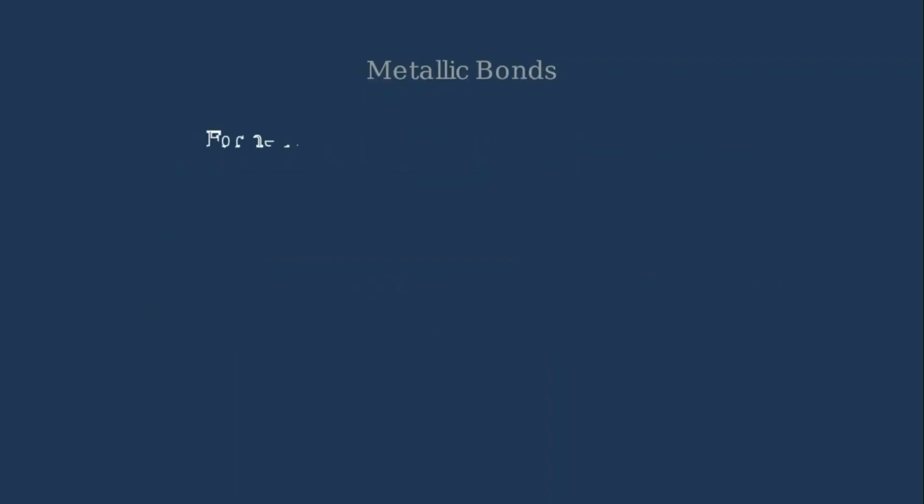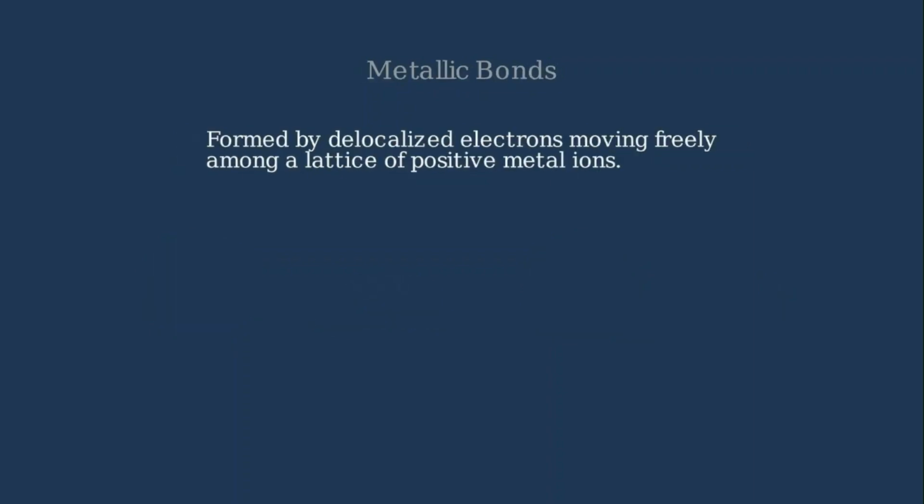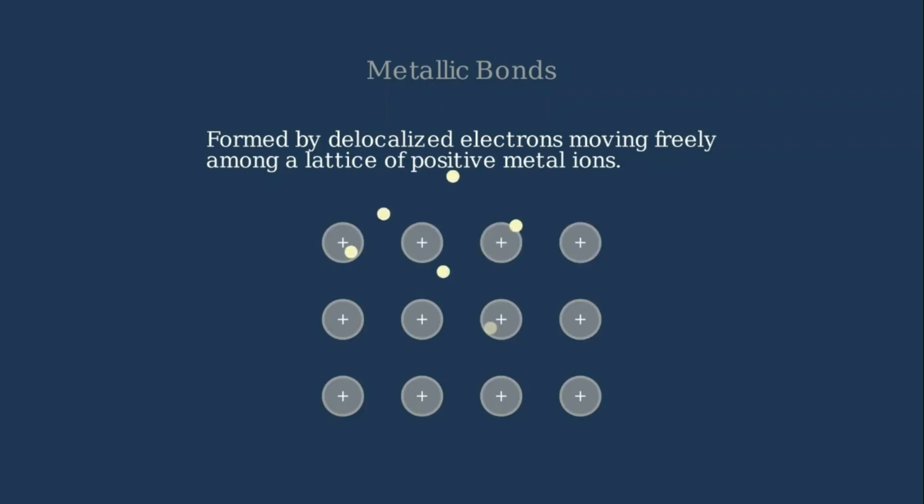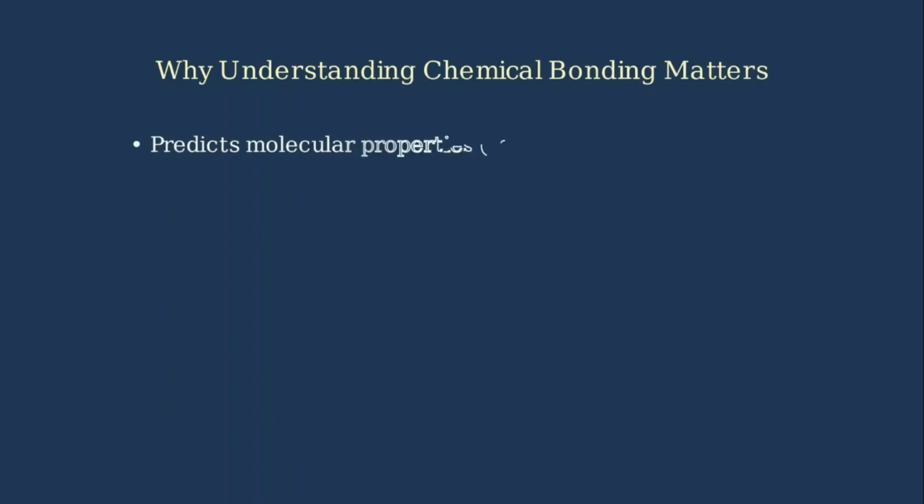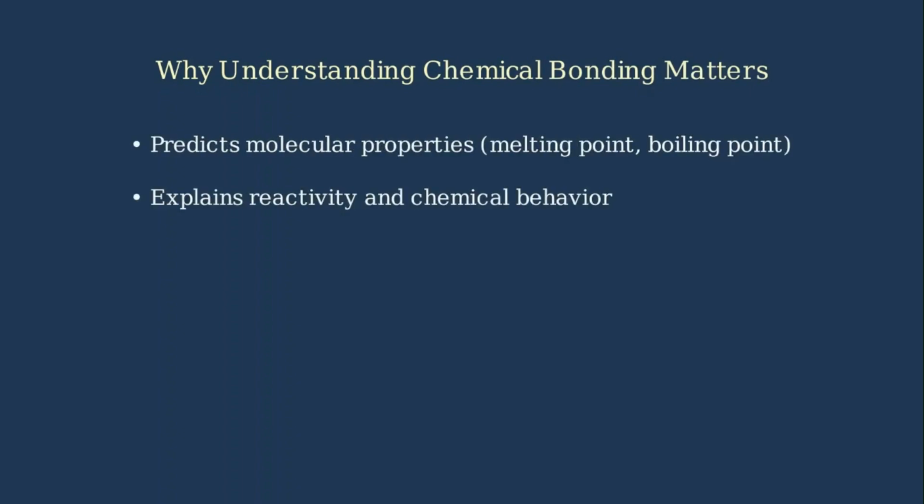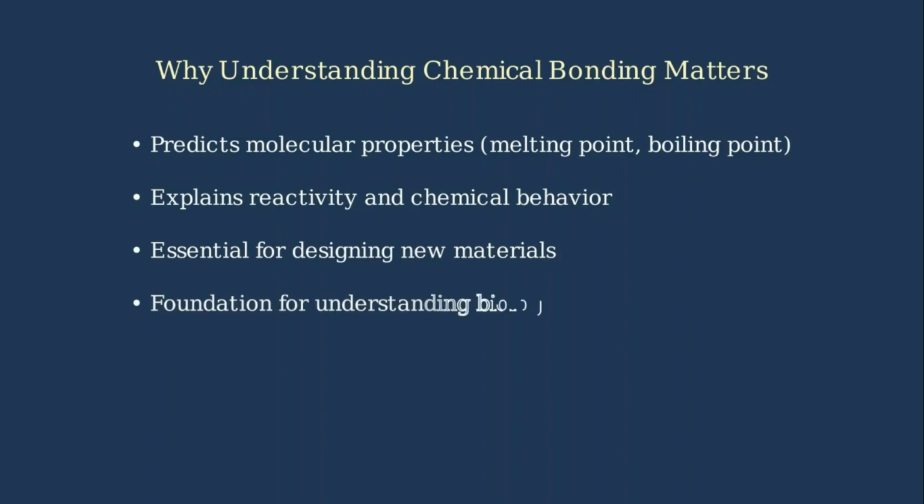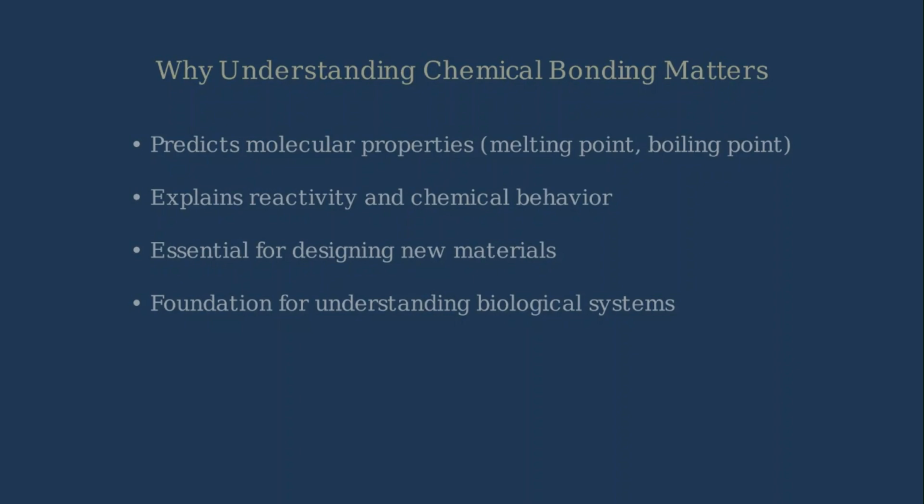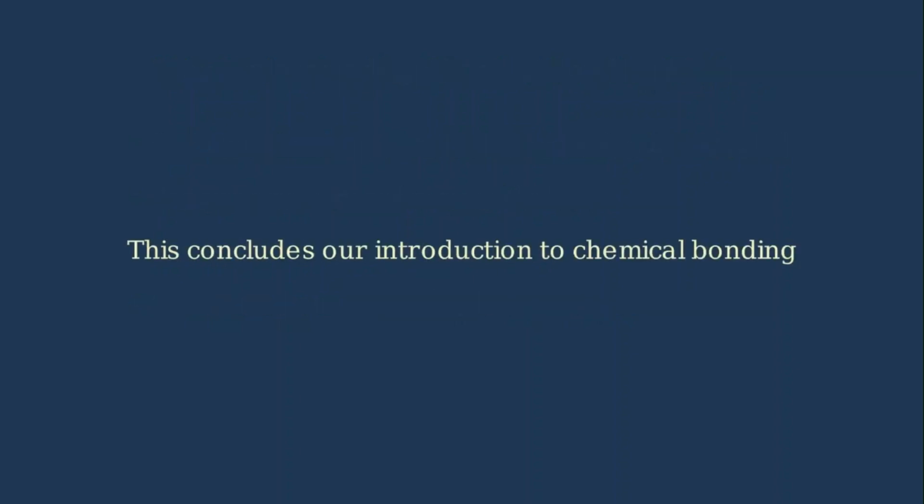Metallic bonds form in metals, where valence electrons are delocalized and shared among many atoms, creating what's called an electron sea. Understanding chemical bonding is crucial for predicting molecular properties, explaining reactivity, designing new materials, and understanding biological systems. This concludes our introduction to chemical bonding. Next, we'll explore covalent bonds, electronegativity, and dipole moments in more detail.